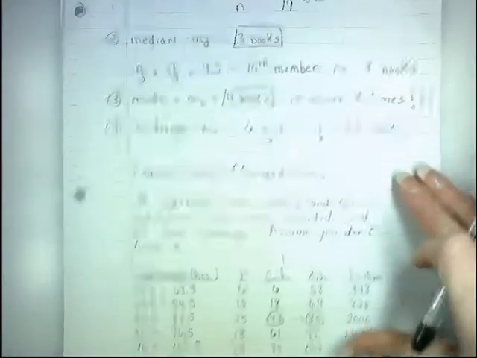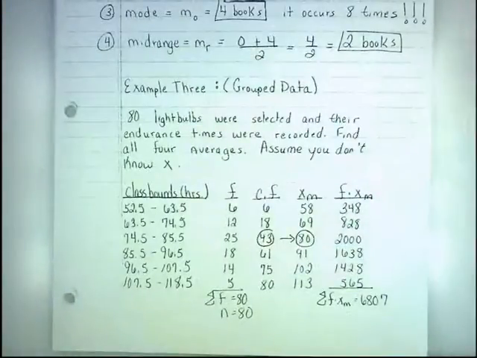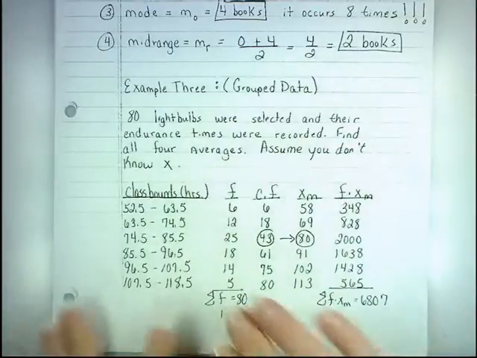Now, the grouped data problem. I'm going to show you the mean, the median, the mode, and the mid-range for the grouped data problem. This is 80 light bulbs, or 80 pieces of data in the data set, and their endurance times. How long do they last? Find all 4 averages and assume you don't know the original number of hours that the 80 light bulbs actually last. So this is why this is grouped.